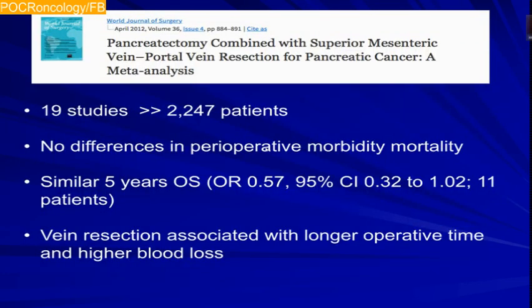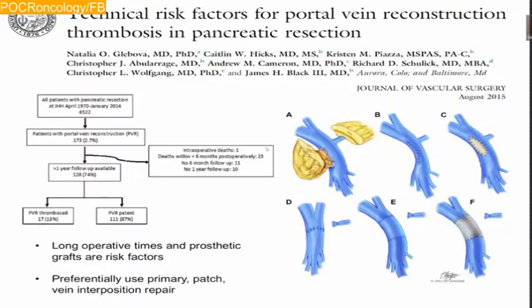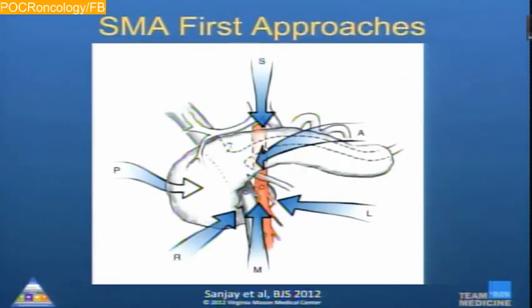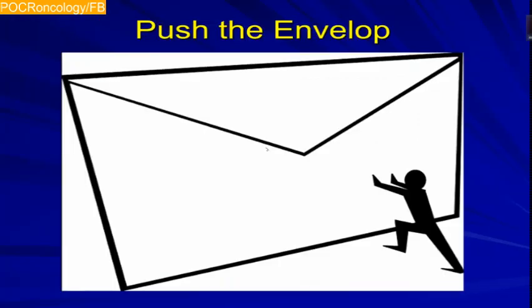Again, higher mortality, higher morbidity, similar overall survival, longer operative time, and blood loss. We now have techniques that are standard for vein resections with all these types and modifications. And when you do a vein resection, or plan to do a vein resection, you have to do something called the SMA first approach. You have to clear the superior mesenteric artery first before you do the vein resection.